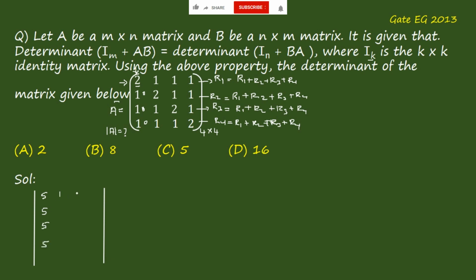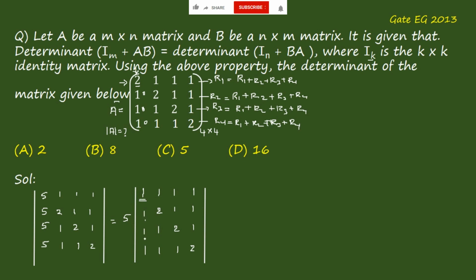And the remaining rows are 1, 1, 1, 2, 1, 1, 1, 2, 1, 1, 1, 2. Now we take 5 out as a common factor. Then the matrix is 1, 1, 1, 1, and the below rows are 1, 1, 1, 2, 1, 1, 1, 2, 1, 1, 1, 2. Now we'll be doing elementary operations such that the elements below the first one become 0.